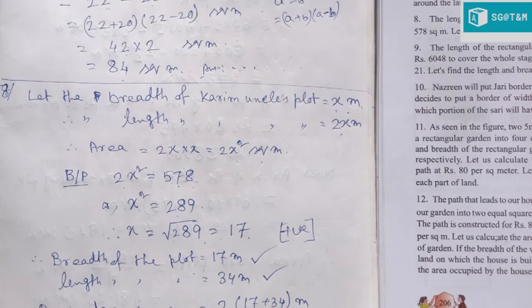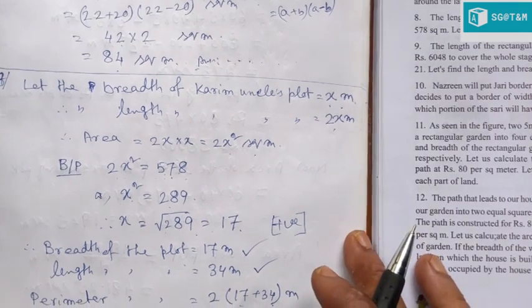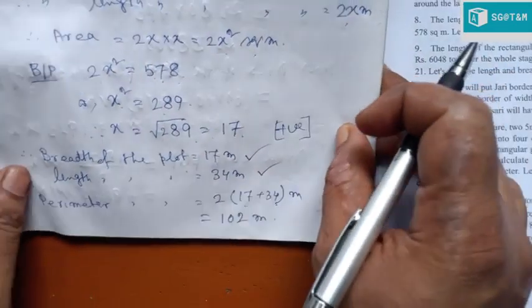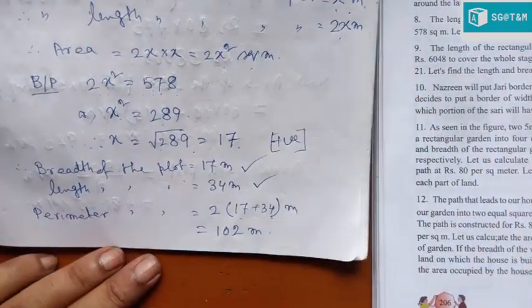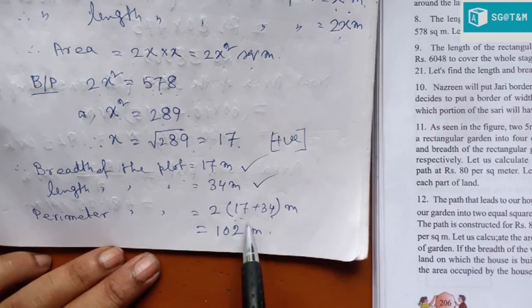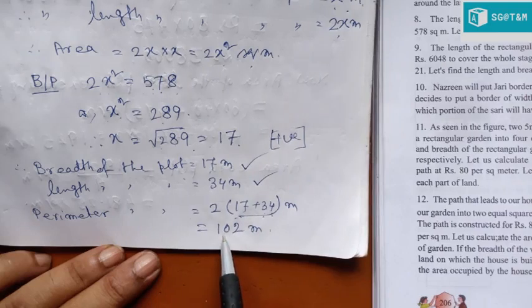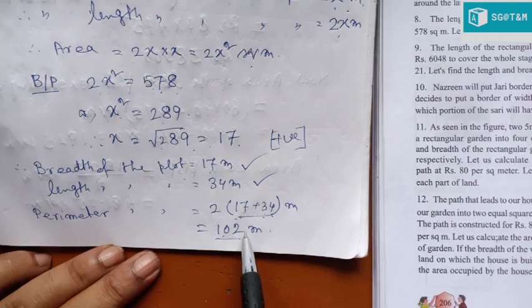Now the question is to find the perimeter of the rectangle. Perimeter of a rectangle is twice of length plus breadth. Here length is 34 and breadth is 17. So twice of this is 2 into (17 plus 34), length plus breadth, 34 plus 17, that is 51. 51 into 2 is 102 meter. Therefore the perimeter of the rectangle is 102 meter.